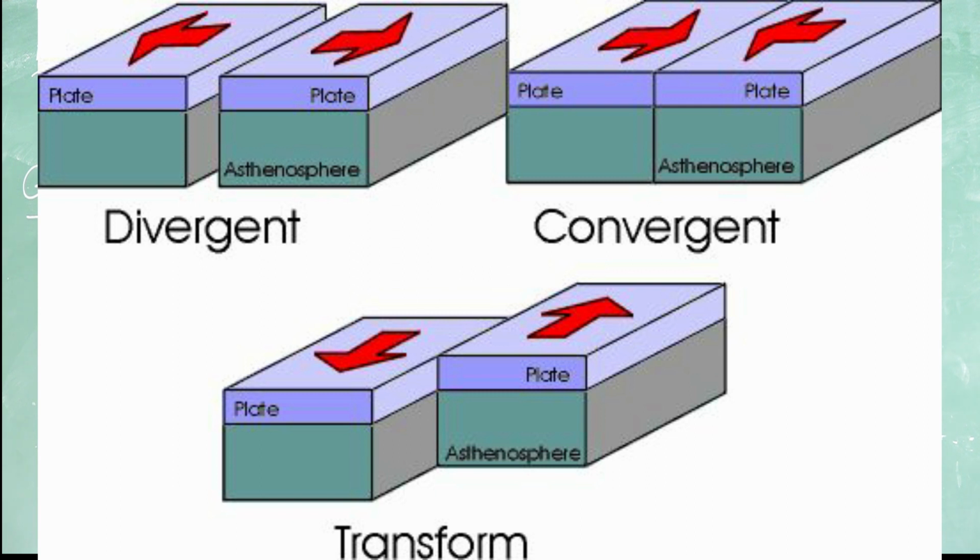Here the plates pull away from each other as magma pushes up from the mantle. Third one is a transform boundary. Here the plates slide horizontally past each other. So there are three types: convergent, divergent and transform.